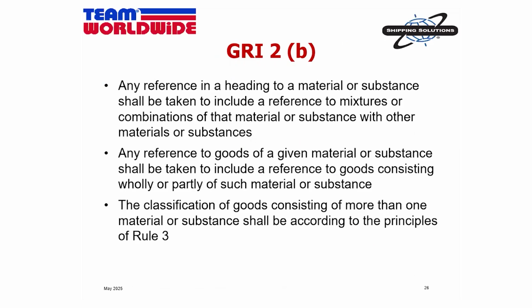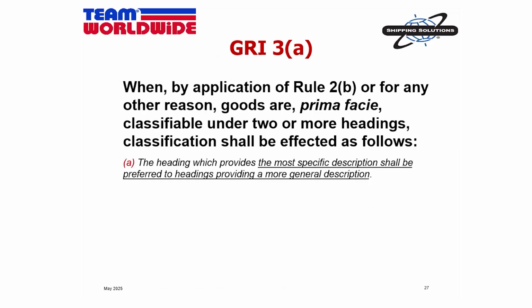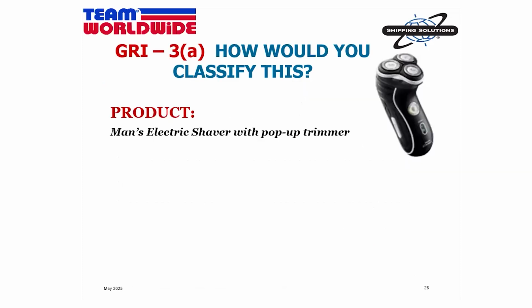Rule 2 talks about when we have something that is a mixture of two things. We have a clock radio. Is it a clock or a radio? How do we classify that? Now, Rule 3 has a couple of elements to it.